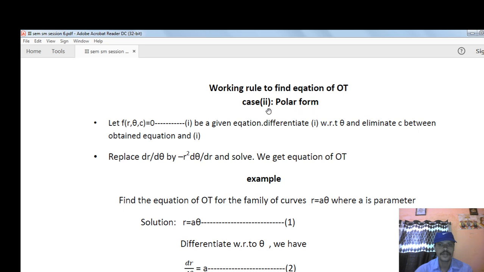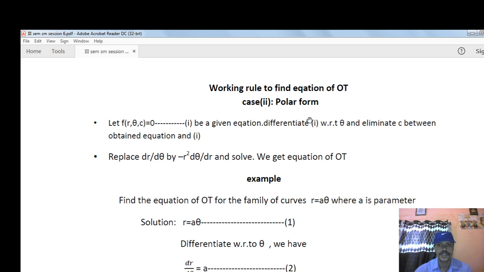Let me explain the working rule of getting the equation of OT in the polar form. Let f of r theta is equal to 0, where r is the radius and theta is the angle and c is a parameter, be a given polar family of curves. To get the equation of OT in this case, the first step is to differentiate 1 with respect to theta.